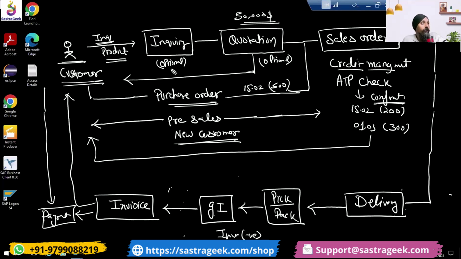If such scenarios are there, we always have partner functions. There's a concept of partner functions which we would be able to use. With the different partner functions, there can be a sold-to party, bill-to party, ship-to party. These different partner functions can have different addresses, which can be used for shipping purposes or billing purposes.